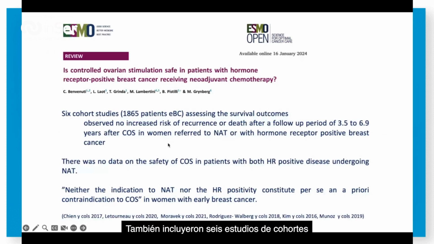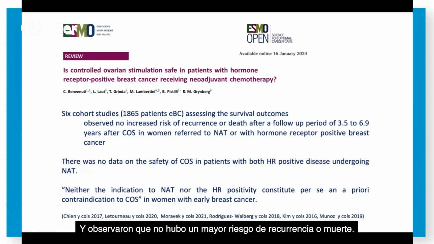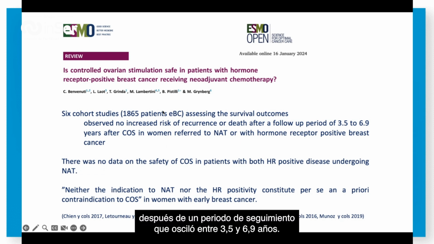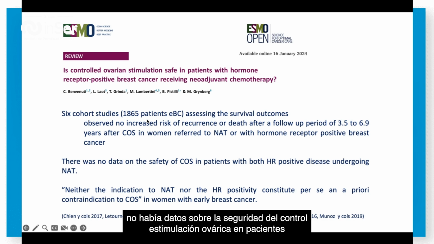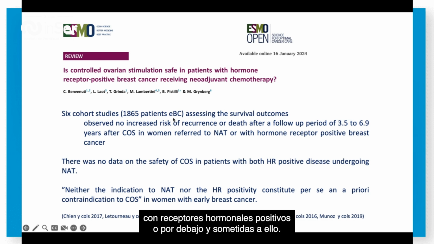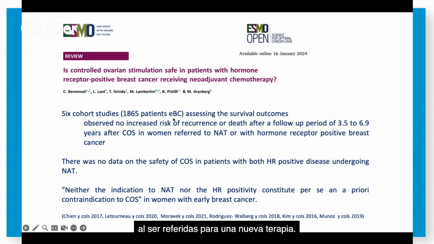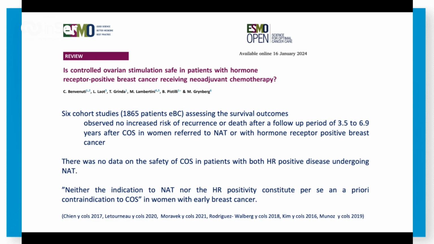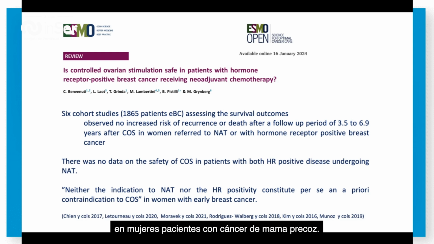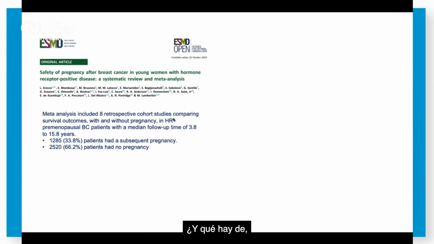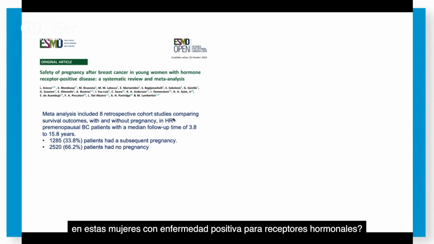They also included 6 cohort studies assessing the survival outcomes in these patients, and they observed no increased risk of recurrence or death after a follow-up period that ranged between 3.5 to 6.9 years in the different studies after controlled ovarian stimulation in women referred to NAT or with hormone receptor positive breast cancer. There was no data on the safety of controlled ovarian stimulation in patients that were both hormone receptor positive and undergoing NAT. So the authors again conclude that being referred to neoadjuvant therapy or having a hormone receptor positive breast cancer does not constitute per se an a priori contraindication to controlled ovarian stimulation in women with early breast cancer. And what about the safety of pregnancy in these women with hormone receptor positive disease?